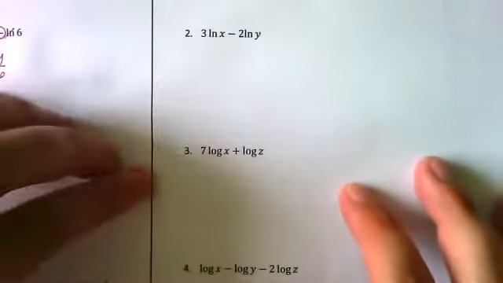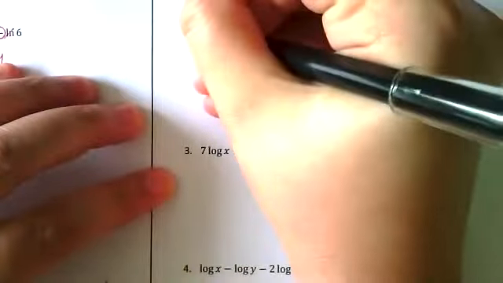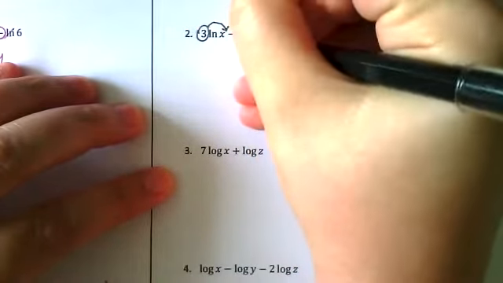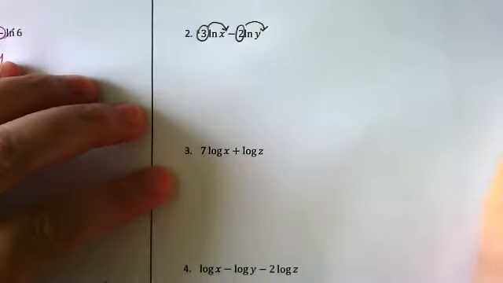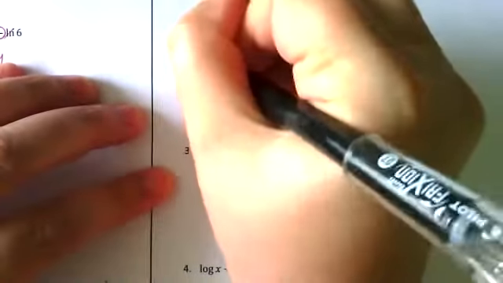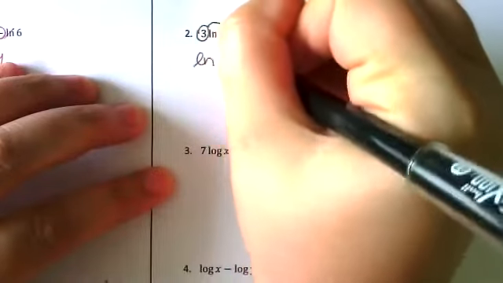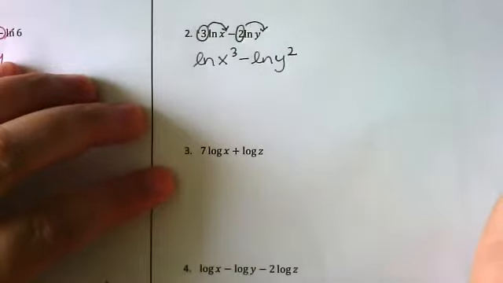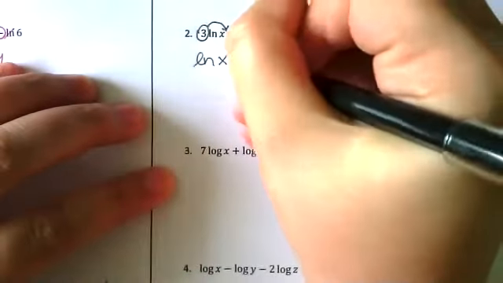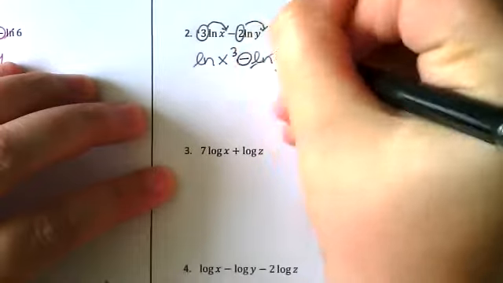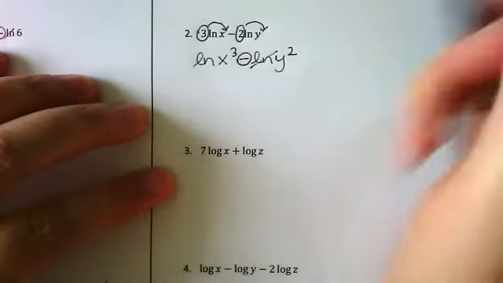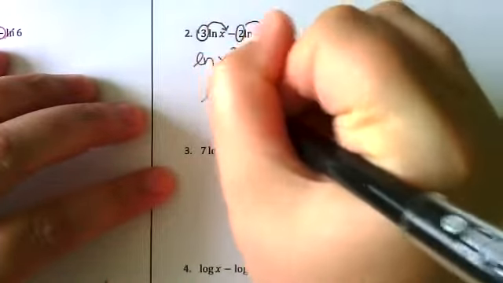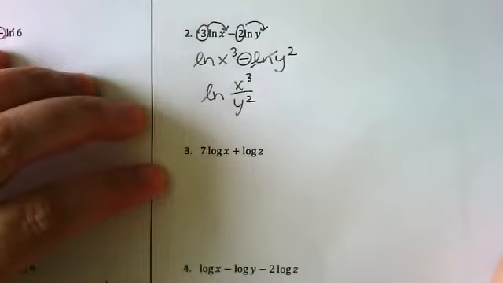For question number 2, you want to do your exponents first. So this 3 goes onto the x. This 2 goes onto the y. So we have natural log of x cubed minus the natural log of y squared. Now we can combine them. We can do what we did up here. I take this subtraction, I turn it into division, I get rid of that natural log there. So my final answer is going to be the natural log of x cubed divided by y squared. Okay, and that's it for that question.